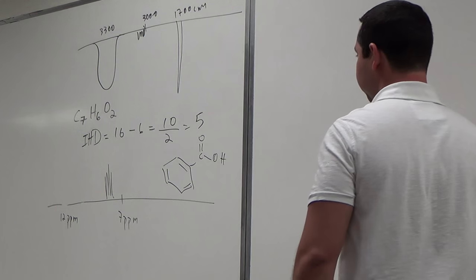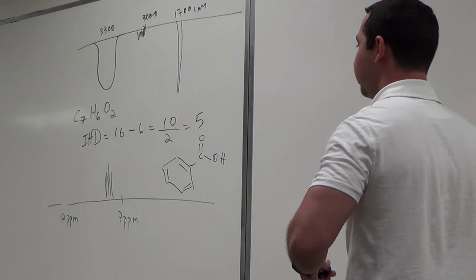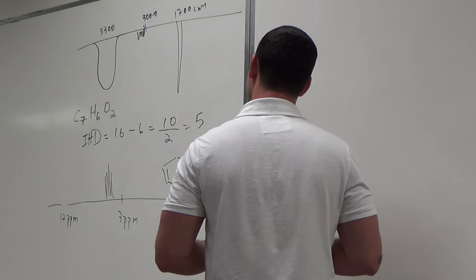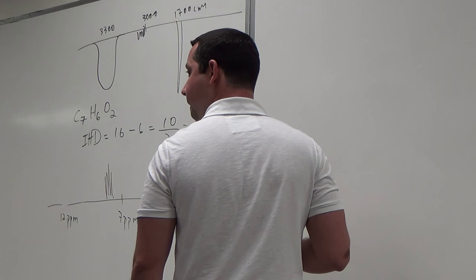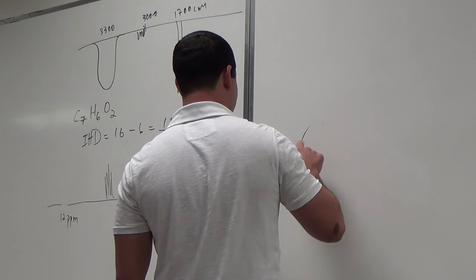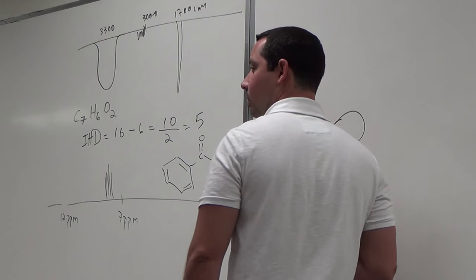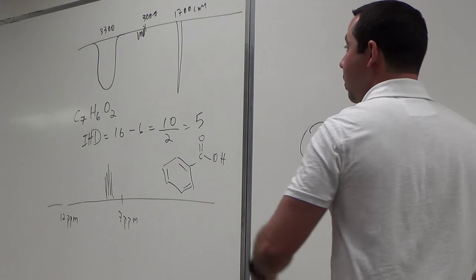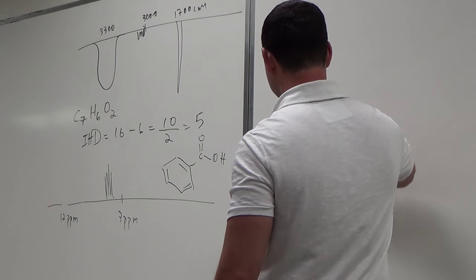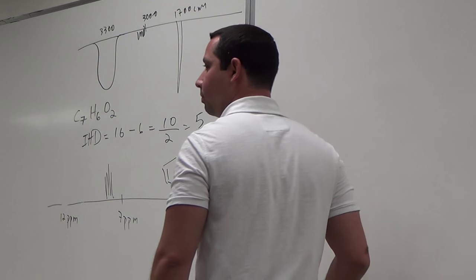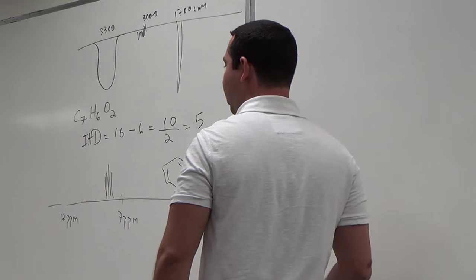I don't know. You want another one? Yes. You want it harder or you want it easier? How do you show two rings? Not for that one. You can't have two. But an example where you have two benzene rings, how do you show it on there?